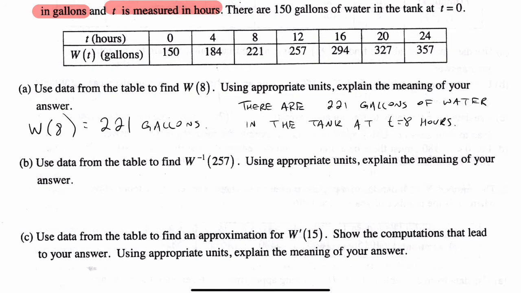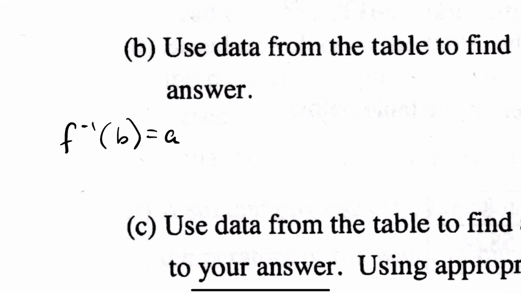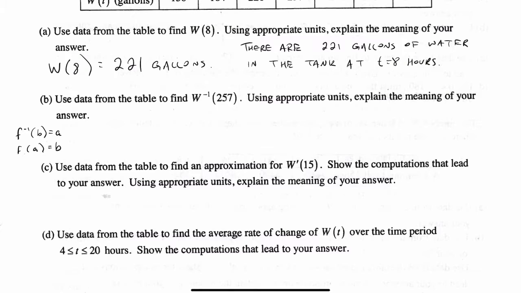Part B. Use the data from the table to find W inverse of 257. So let's remember what the inverse function actually means. The inverse of a function means that you're swapping the domain and the range. You're swapping the input and the output. If we're looking for W inverse of 257, that 257 represents the number of gallons. And the answer to this would be the time in which 257 gallons are in the tank.